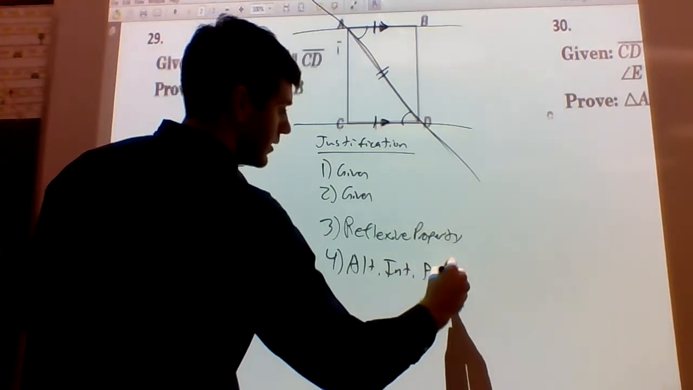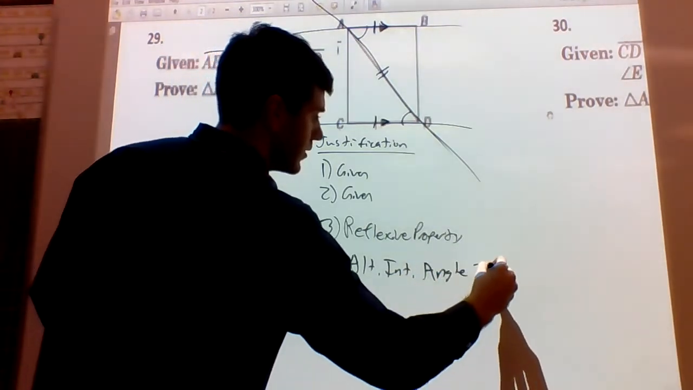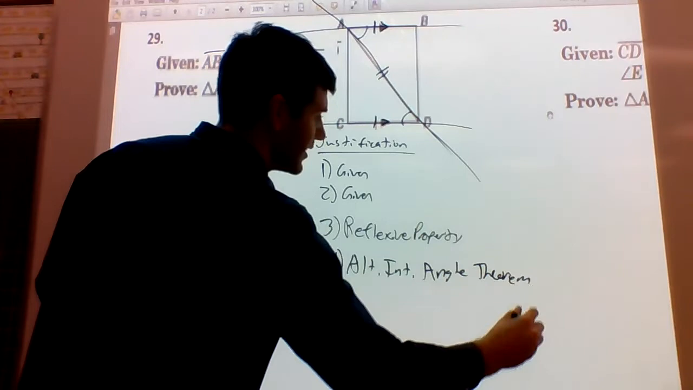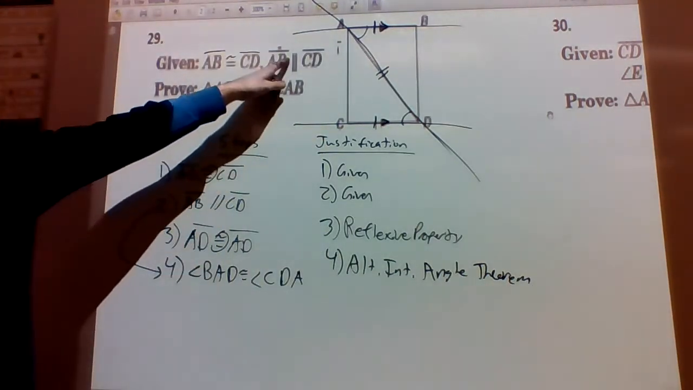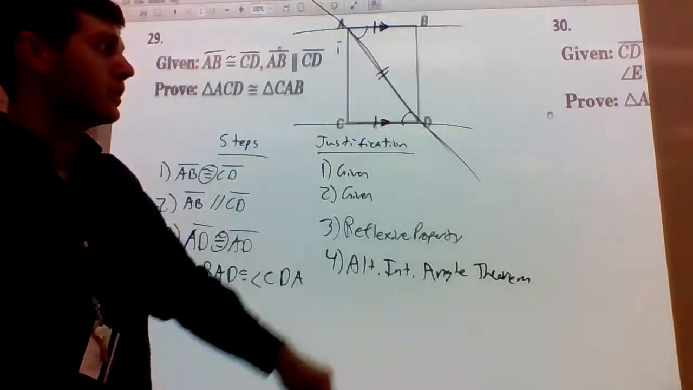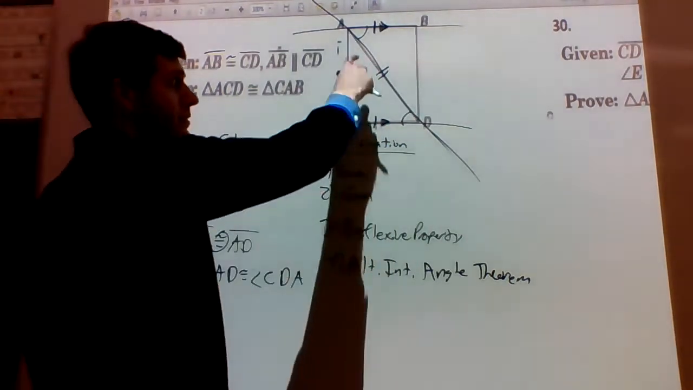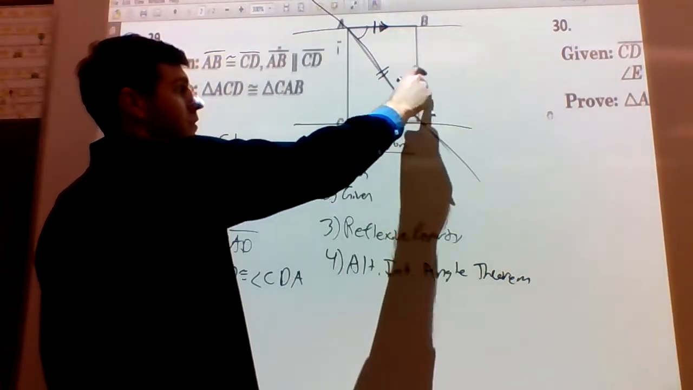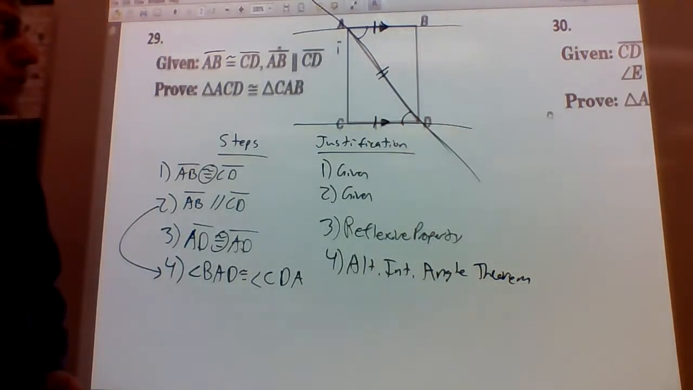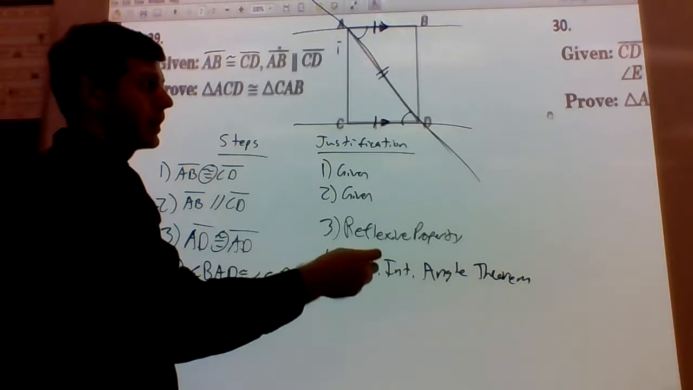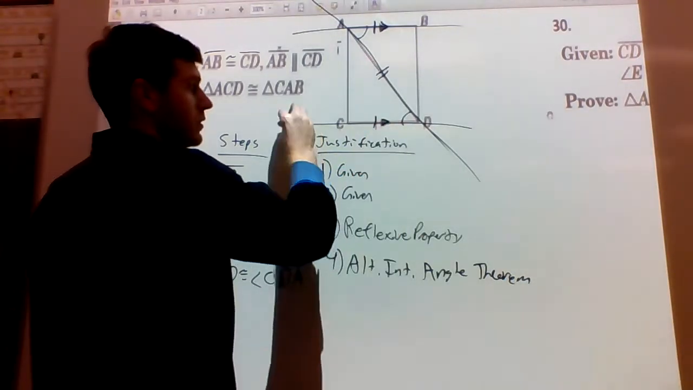I can't talk and read at the same time. So just, right, the alternate interior angle theorem states that if the lines are parallel, which they are, then the alternate interior angles are going to be congruent. Again, not these angles. We don't know that AC is parallel to BD. So we have to do the alternate interior angles with respect to the 2 parallel lines.